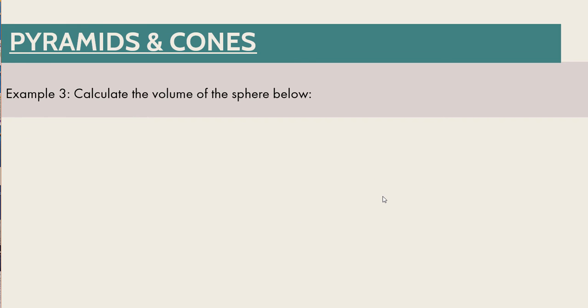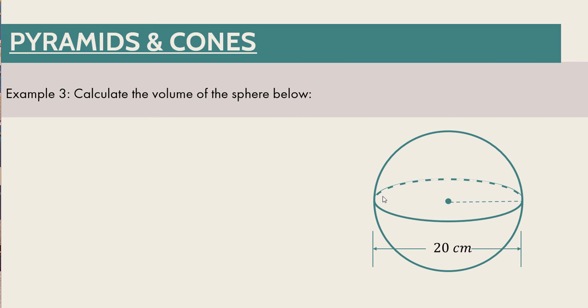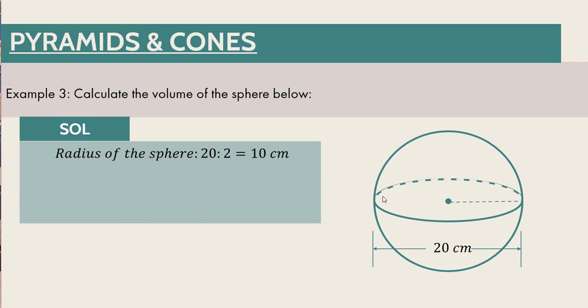Okay, example number 3. Calculate the volume of the sphere below. And I think this problem can't cause you any trouble, right? You can solve this right away, I believe. In this problem, we are given the diameter of the sphere. So very naturally, we will try to find the radius of it, and it is very easy to find. All you need to do is to take half of the diameter. So the radius of the sphere is 20 divided by 2, which equals 10 centimeters.